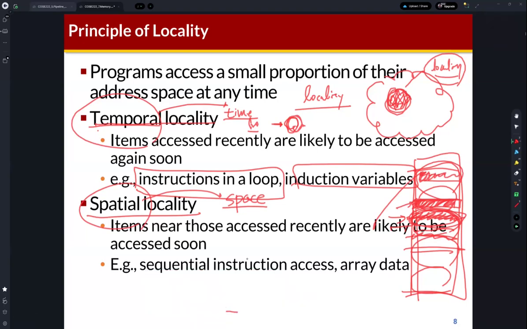Okay, then what is spatial locality? I mentioned that spatial represents space, which means that in memory, if a certain data is accessed, then a program will access the neighbor data with a high probability. So this is spatial locality. Then what is neighbor data in our program? What does that mean?